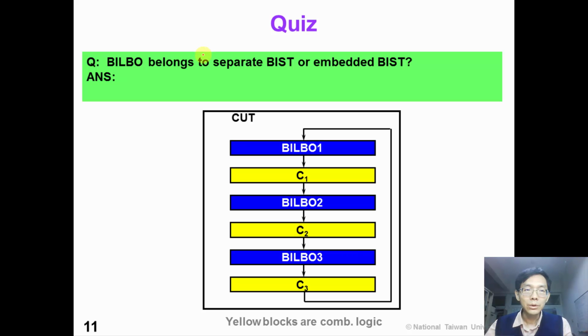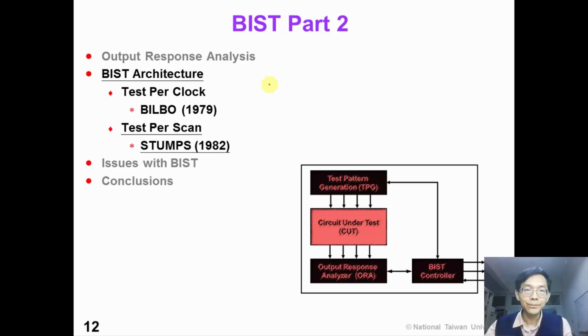Now it's time for you to do a practice. We said that BILBO is a test per clock architecture. So BILBO belongs to separate BIST or embedded BIST architecture. Please think about it. Have you got it? Yes, it belongs to the embedded BIST architecture because we reuse the CUT's flip-flops as the BILBO register.